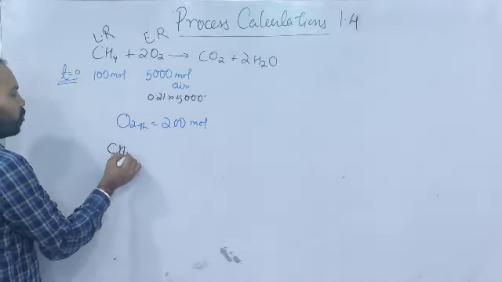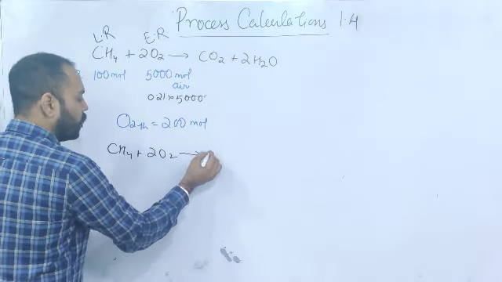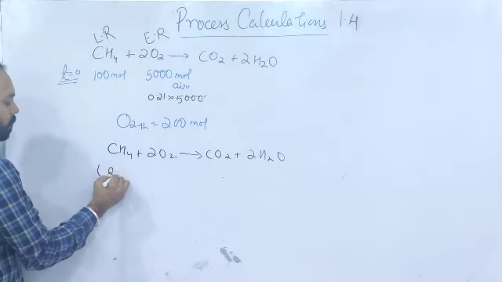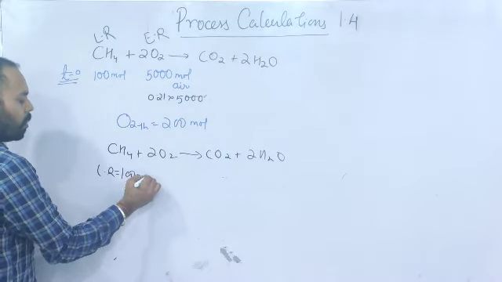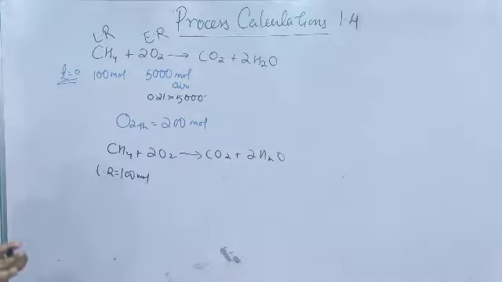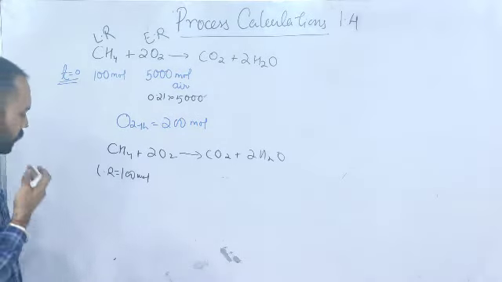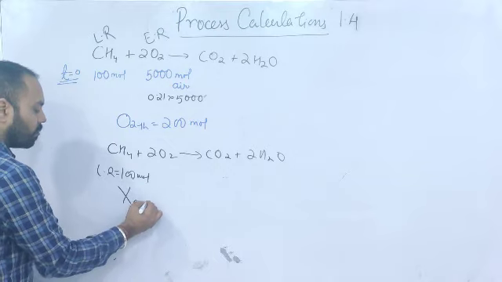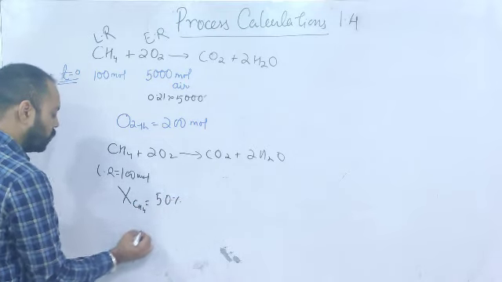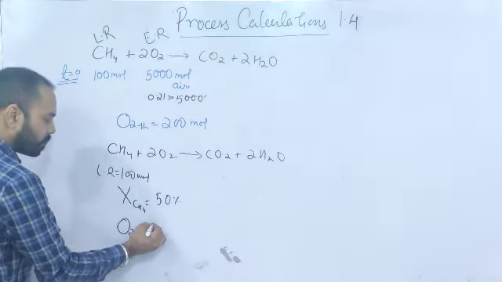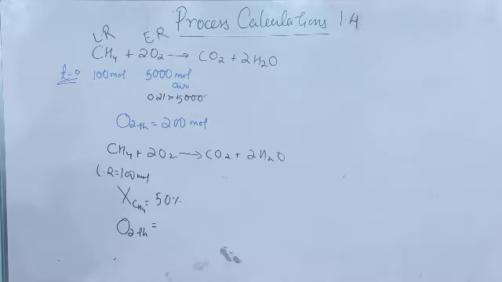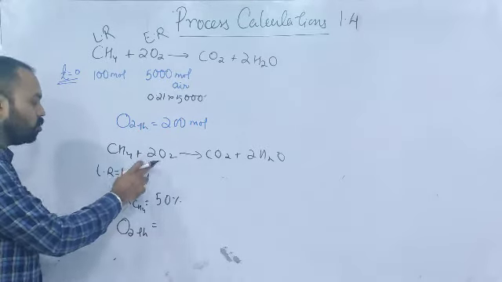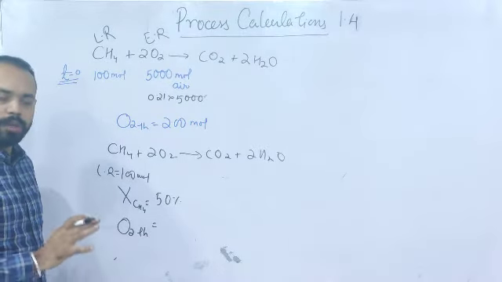Suppose CH4 reacts with 2O2, giving you CO2 plus 2H2O. And initially the limiting reactant is 100 moles. Now in combustion operations, most of the time the hydrocarbon is the limiting reactant. And suppose conversion of CH4 is given as 50%. Now in this case, what is O2 theoretical? Many students answer, sir, out of 100 moles, only 50 moles will be reacting. So 50 into 2 is equal to 100, and 100 should be O2 theoretical.